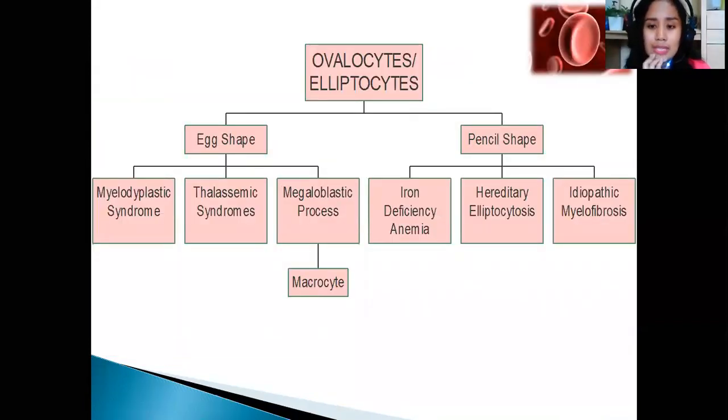So, in ovalocytes, we have egg shape, we have myelodysplastic syndrome. Class, myelodysplastic is a type of pre-leukemia or pre-cancer. We have thalassemia. In megaloblastic anemia, the ovalocytes are bigger. We have pencil shape: iron deficiency anemia, hereditary elliptocytosis, there's such a thing, and idiopathic myelofibrosis. Class, the most significant anomaly when there is myelofibrosis is the teardrop cell or dacrocyte. I'll explain it later.